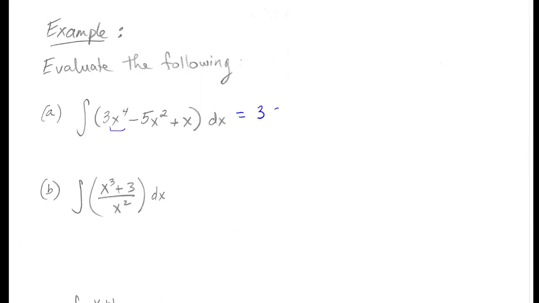Well, how do we do that? We take x, we're going to add 1 to the exponent and divide by the new exponent. So adding 1 is 5, and divide by that new exponent, 5. All right, minus, keep the 5. Now I have integrating x squared. X, add 1 to the exponent, giving me 3, and divide by that.